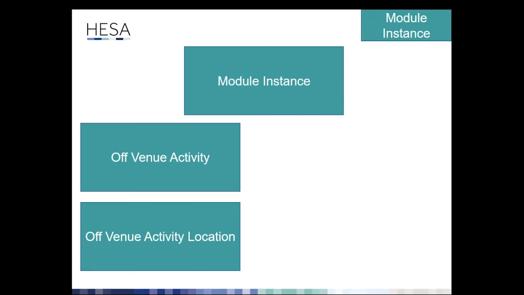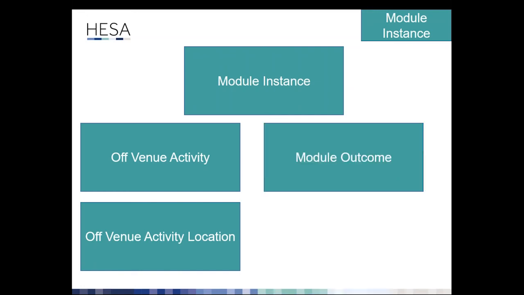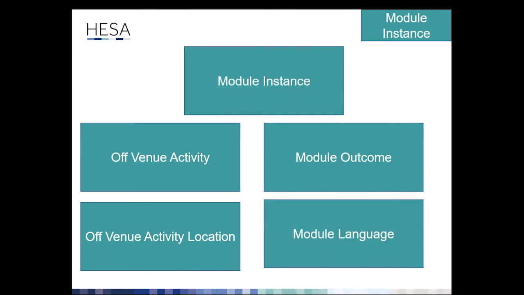And then we also have the module outcome, and that does what it says on the tin, really. It says what is the outcome of this particular module instance. Did the student complete the module, and did they achieve the credits associated with that module? And there we also collect the module language. That's for providers in Wales, Scotland, and Northern Ireland. You record here whether the module was completed in a Celtic language, if applicable to that module.